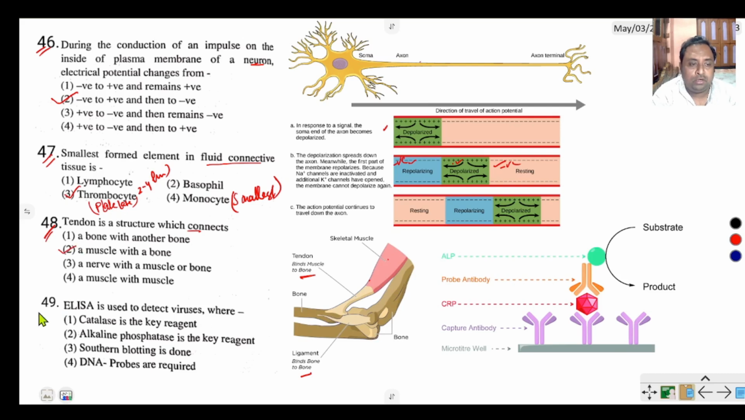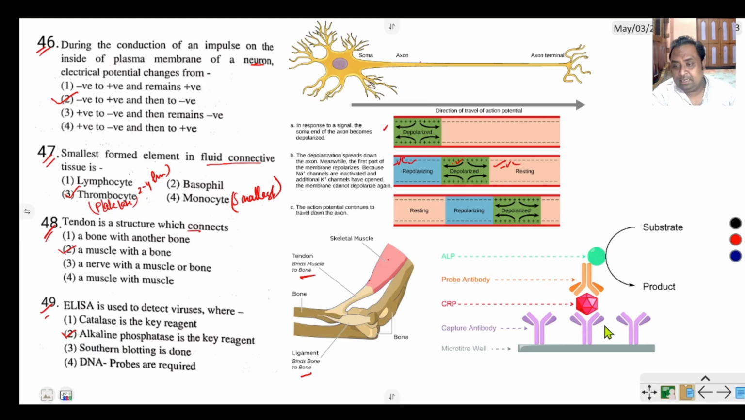Question number 49 says: ELISA is used to detect viruses. ELISA is enzyme linked immunosorbent assay. It is a technique to determine the presence of any antigen or protein in our blood. To detect viruses, catalase is the key reagent, alkaline phosphatase is the key reagent, southern blotting is done, DNA probes are required. Here option number 2 is right. Alkaline phosphatase is the key reagent.